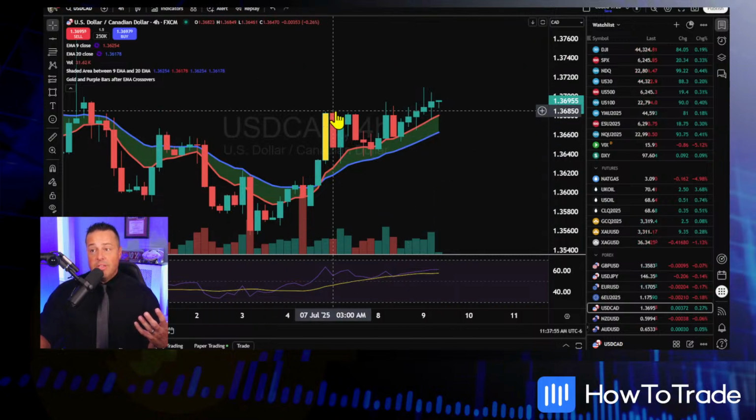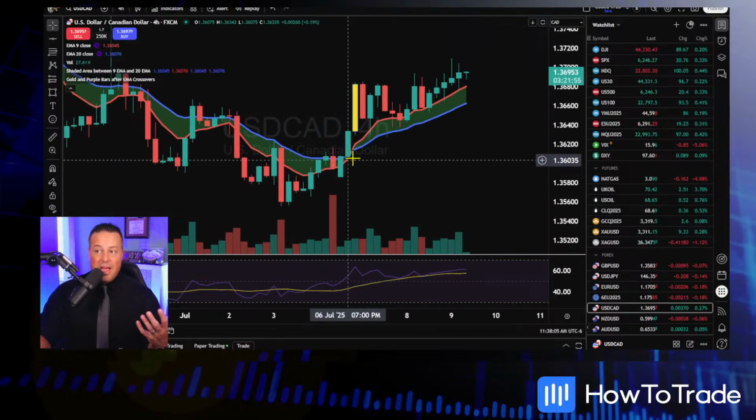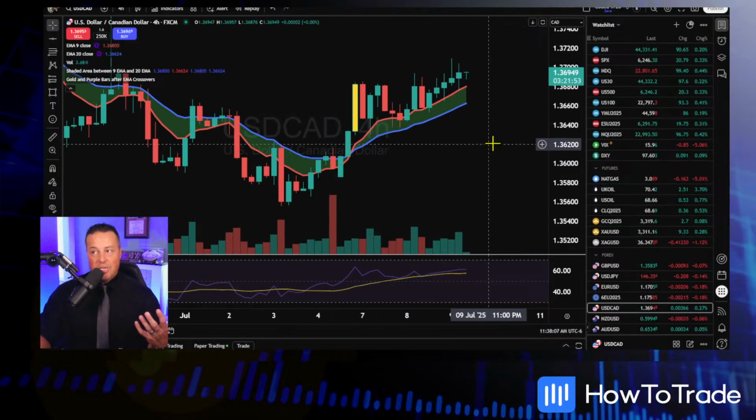Well, right here, this was your buy signal, and it came across the board on the 6th of July. So that would have been your bid. You'd still be theoretically long according to this 920. The 9 crossed over the 20. That was your signal to go long.